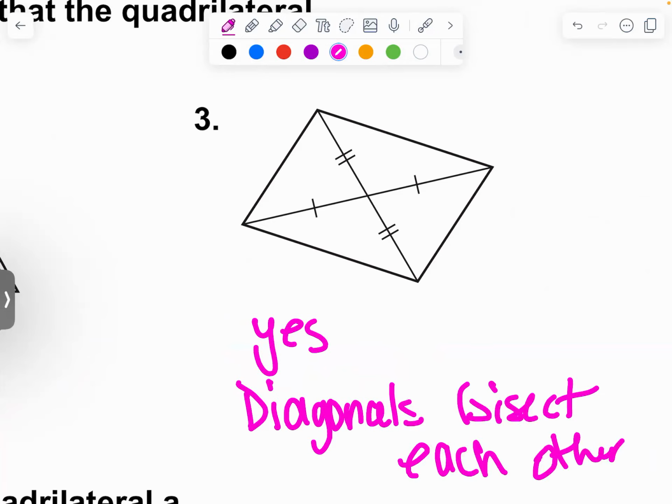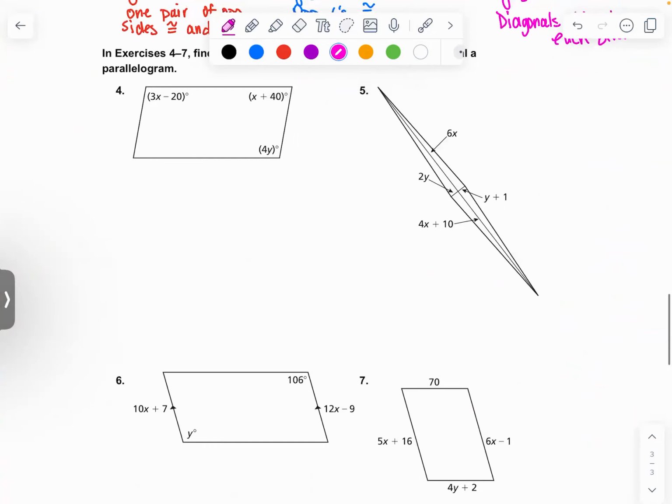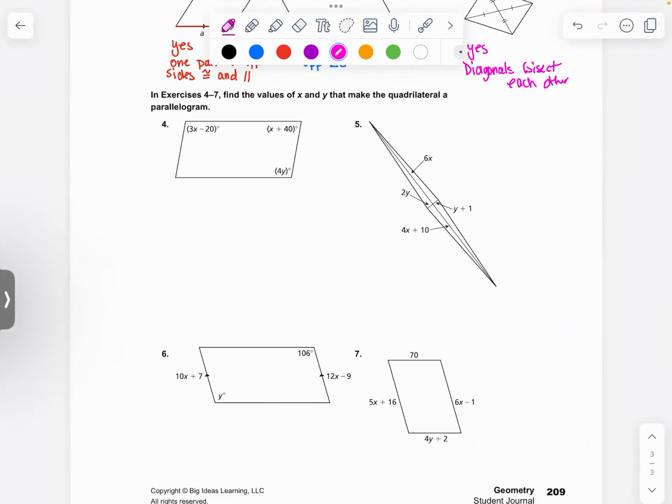Okay. So what I'd like you to do with your partner is find X and Y in numbers 4 and 6 to make those parallelograms.